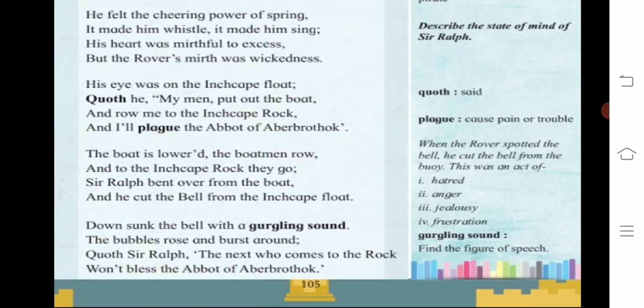Down sunk the bell with a gurgling sound. The bubbles rose and burst around. Quoth Sir Ralph, "The next who comes to the rock won't bless the abbot of Aberbrothok."